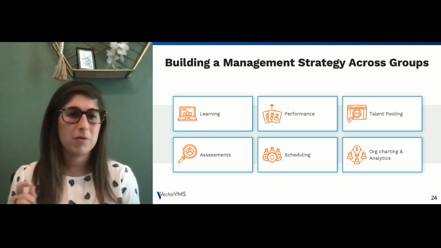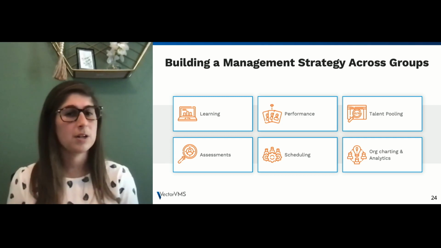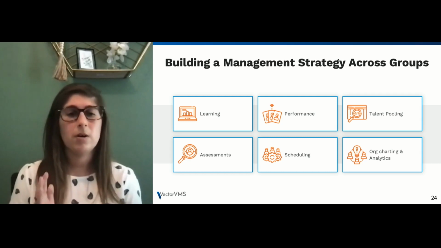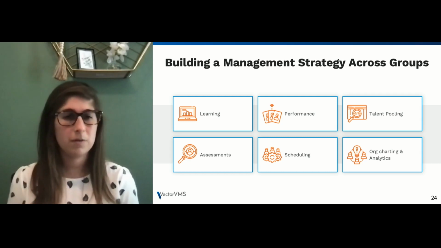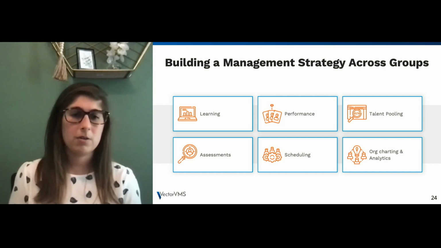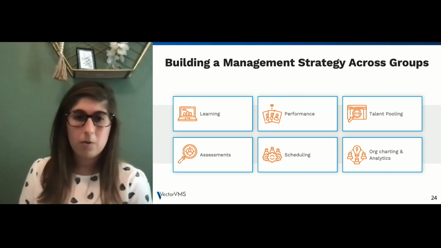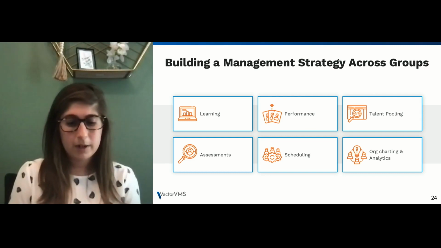So having the assessment with the facial recognition and voice recognition to mitigate that, as well as a lower ramp up time, because they now know, okay, I did the assessment for VectorVMS. This is what their backend looks like. And so I'm fully prepared coming in day one, knowing what systems they use. The next thing we'll talk about is scheduling.